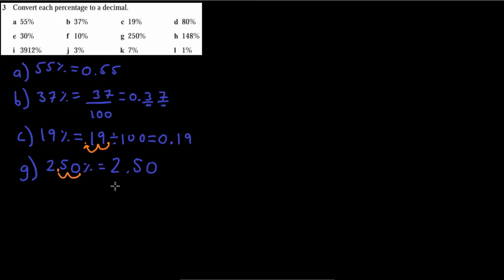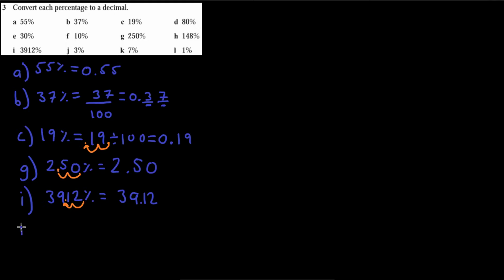So the same process applies. It doesn't matter if you've got something below 100%, something bigger than 100%, the same process still works. So let's quickly look at I now. This one's got 4 numbers in it, 3,912%. This will equal, let's use that moving 2 decimal places trick again. Let's see if it works. 1, 2. So it'd be 39.12. Nice.